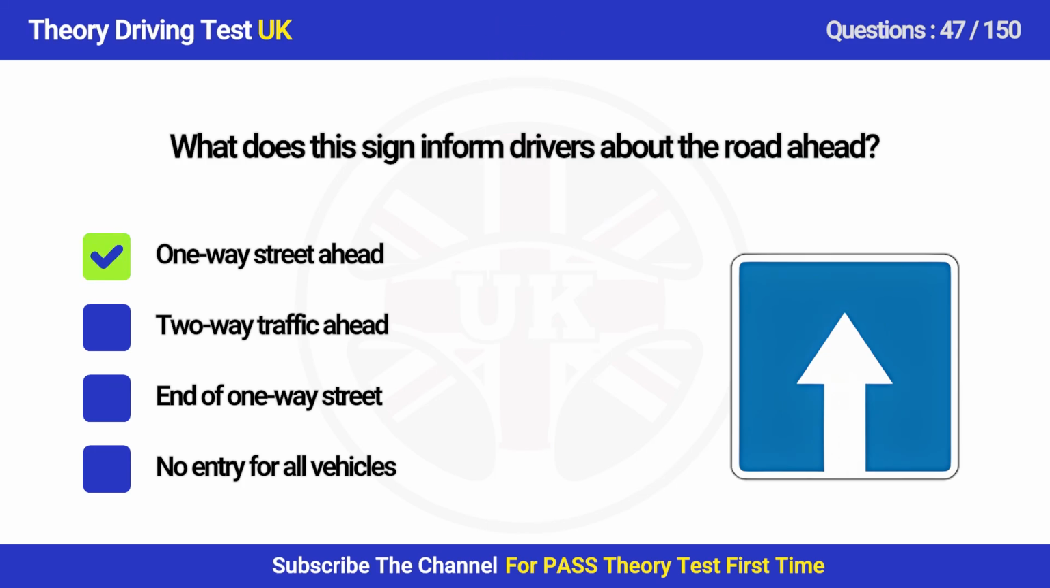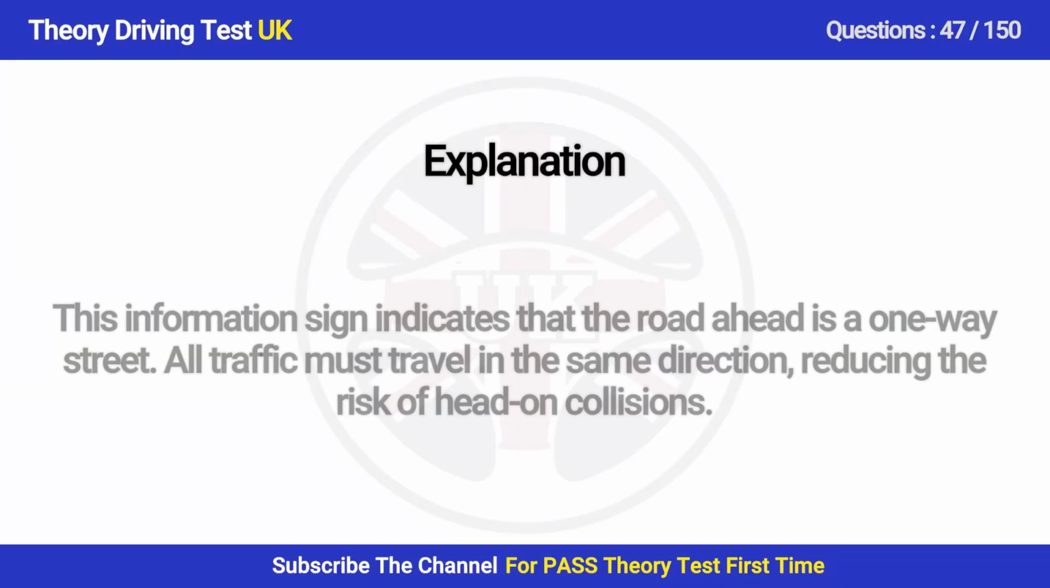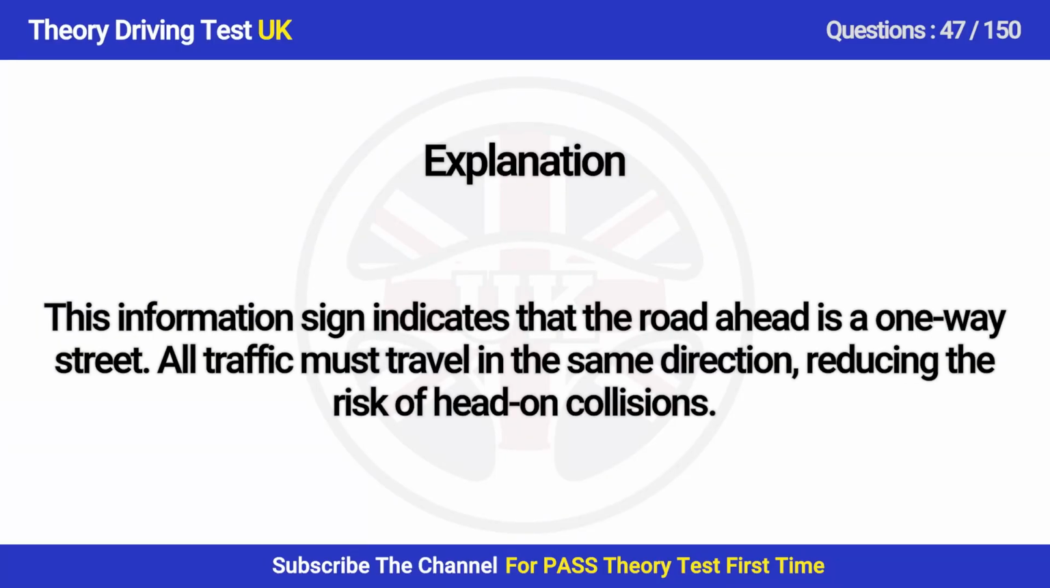Answer is A, one-way street ahead. This information sign indicates that the road ahead is a one-way street. All traffic must travel in the same direction, reducing the risk of head-on collisions.